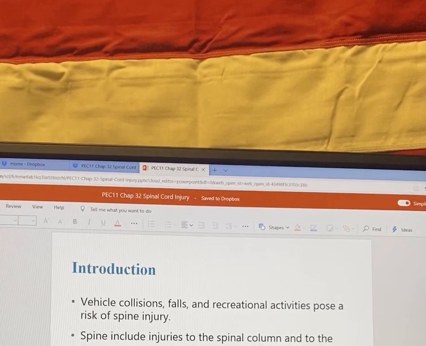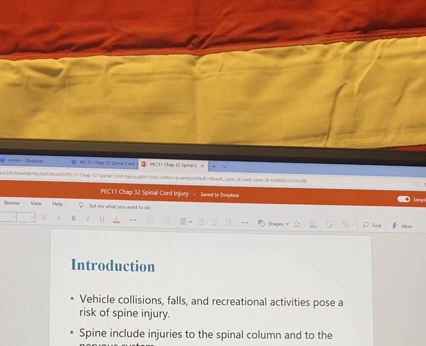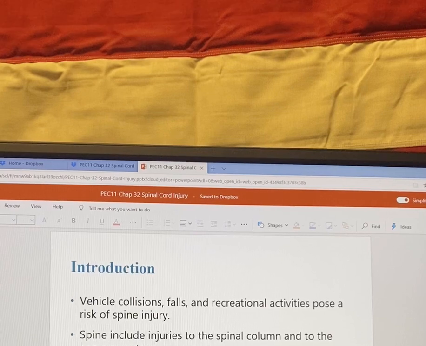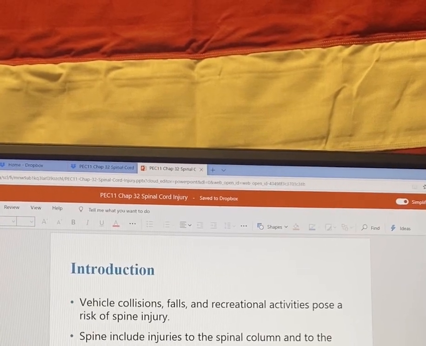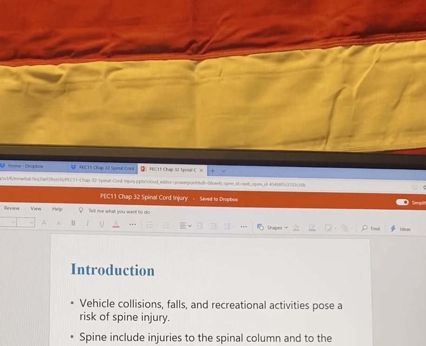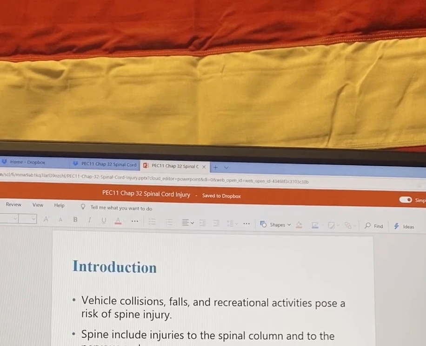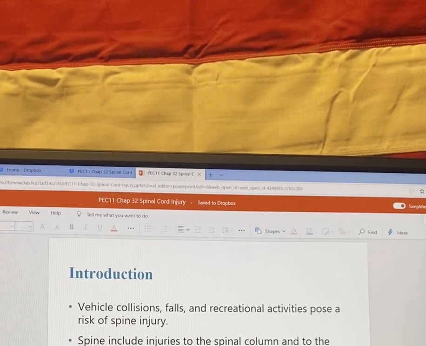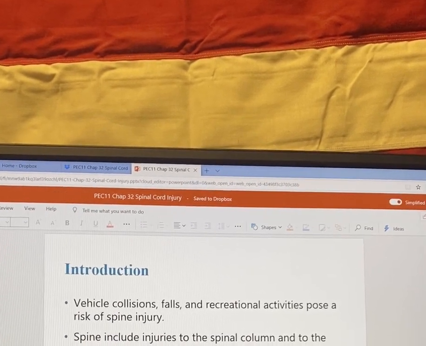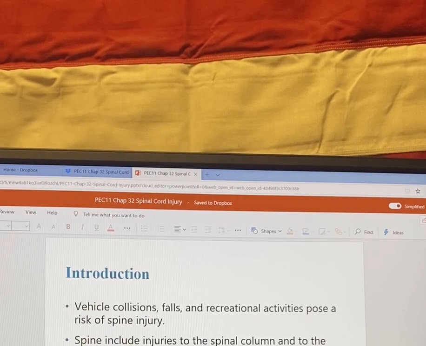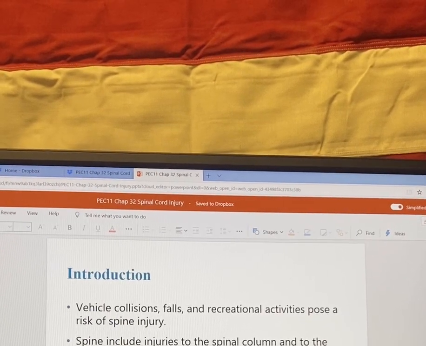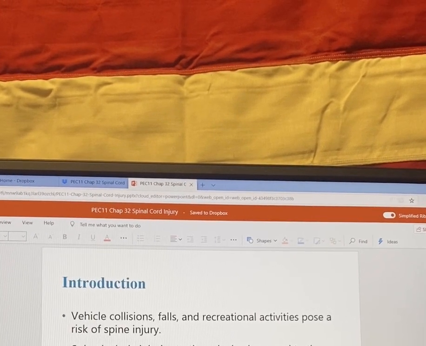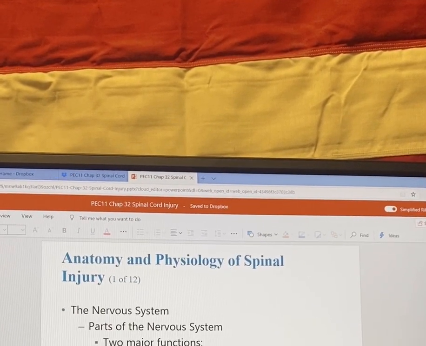Alright. We're going to learn special considerations of assessment and emergency care for a patient suffering from possible spinal injuries. This can be collisions, falls, recreational activities. This includes injuries to the spinal column and the nervous system. And these patients must be handled in a way not to cause even more damage than what they've already incurred, okay? So let's quickly review the nervous system.